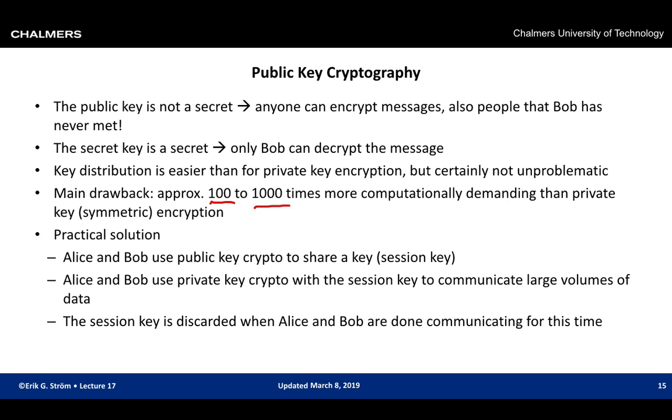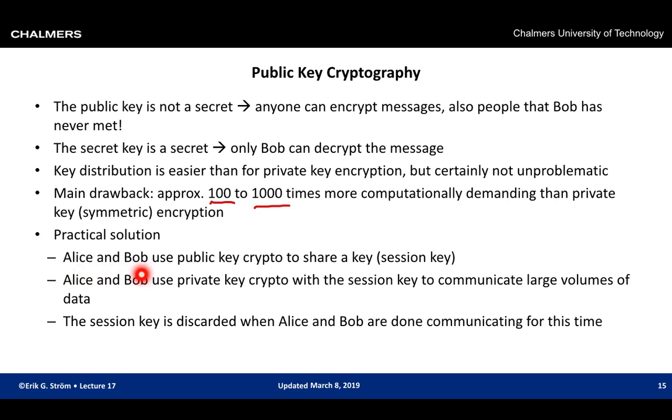So a practical solution which is used is the following. What is the main problem with private key cryptography? It's the key distribution problem. So then we use public key cryptography to do key distribution, to share a secret key between the two entities, and then we switch over to private key cryptography afterwards, because that's cheaper. So that's a solution that is done.